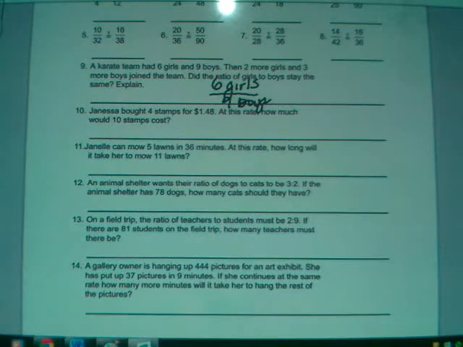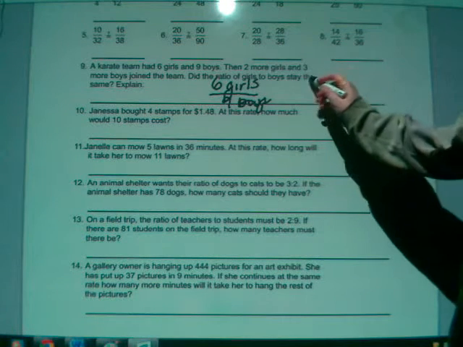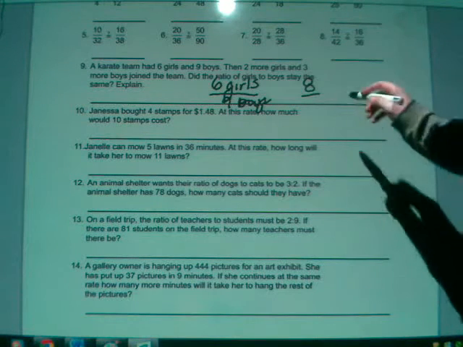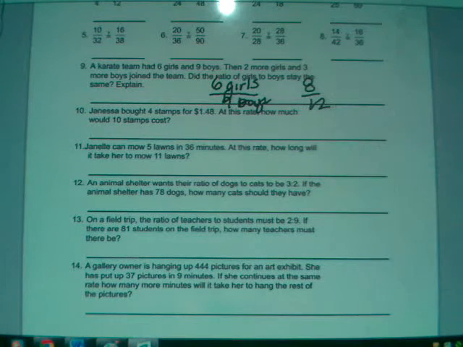And then what it says is 2 more girls showed up and 3 more boys joined the team. Did the ratio of girls to boys stay the same? So let's take that girl's number and add 2 like it says, 8. And take that boy's number and add 3 like it says, and that's 12. So they want to know if 6/9 and 8/12 are the same.